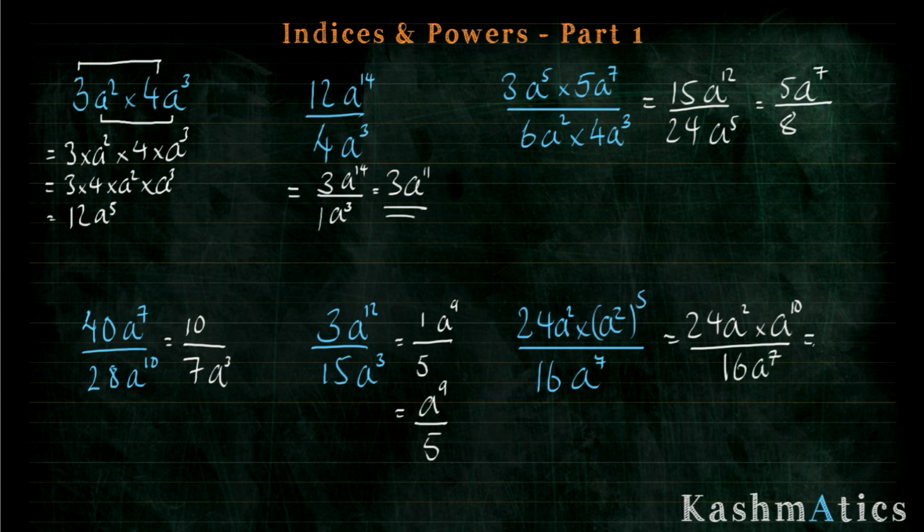Okay, let's simplify the top as much as we can. That would be 24a to the power 12 over 16a to the power 7. And all I'm going to do now is simplify the fraction and cancel out the a's where I can. So 24 over 16, I can divide them both by 8 to give me 3 over 2. And there's 5 more a's on the top compared to the bottom. So that would be a to the power 5. So it's 3a to the power 5 all over 2.